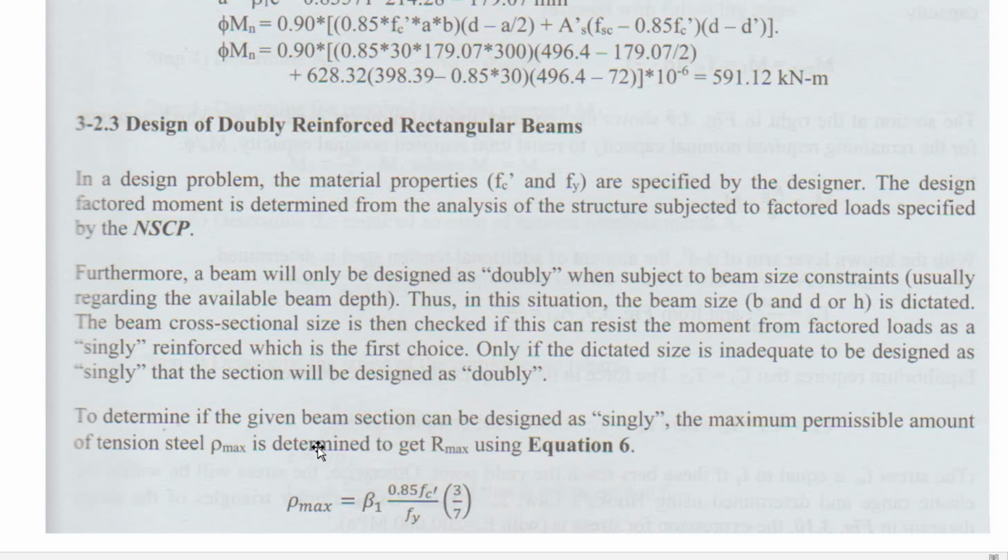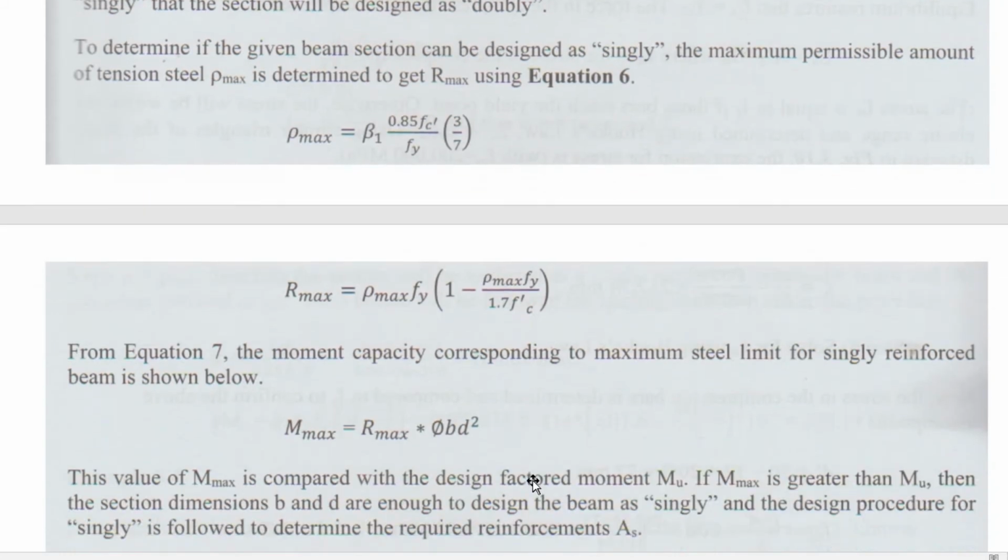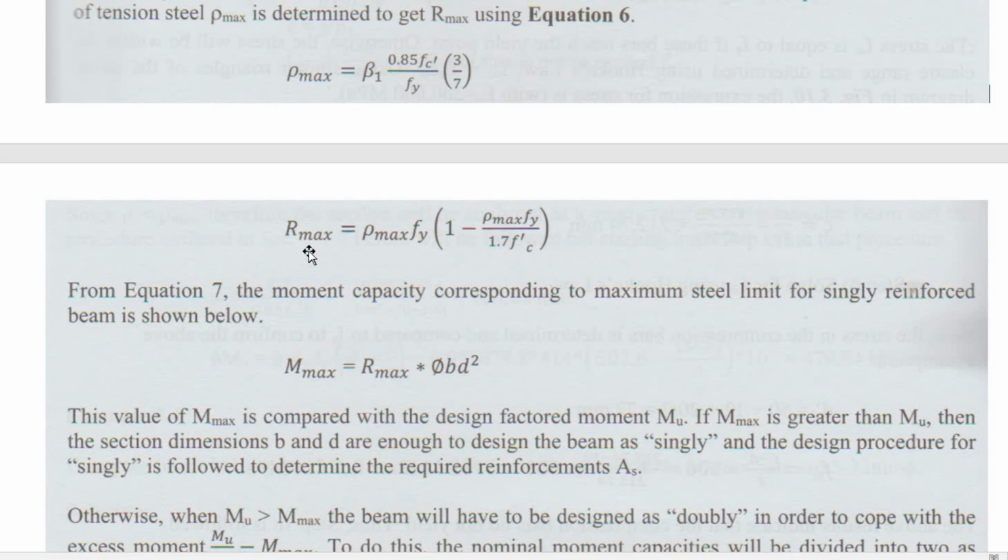To determine if the given beam section can be designed as singly, the maximum permissible amount of tension steel rho max is determined to get the Rmax using equation 6. Okay, so ito yung ating Rmax is equal to rho max Fy times this quantity 1 minus rho max Fy all over 1.7 f prime c. From equation 7, the moment capacity corresponding to maximum steel limit for SRB is shown below. So Mmax is equal to phi Rmax times bd squared.